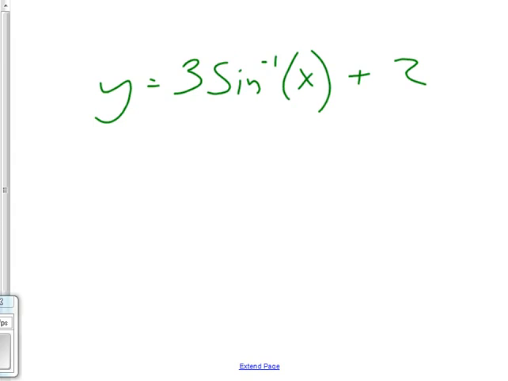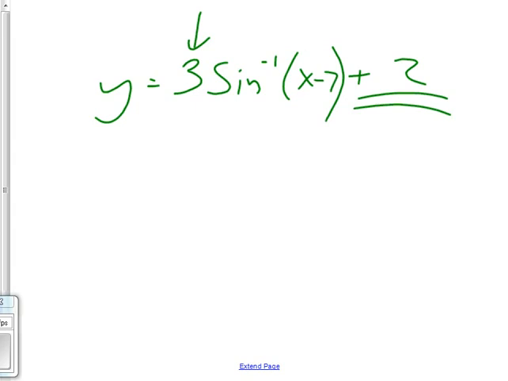Same kind of rules. This is going to move the whole graph up 2 spots, and it's going to make the whole graph 3 times as tall. If I wanted to move the whole graph to the right like 7, I could go like this. Get what I'm saying? Still follows all the same rules on that. Okay.